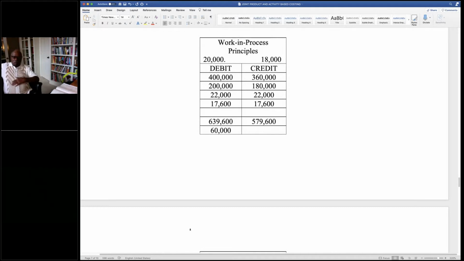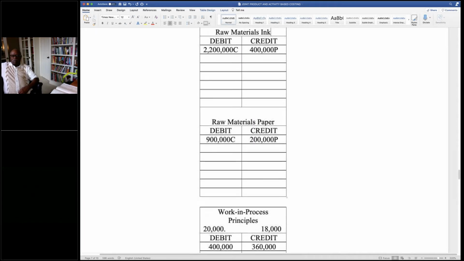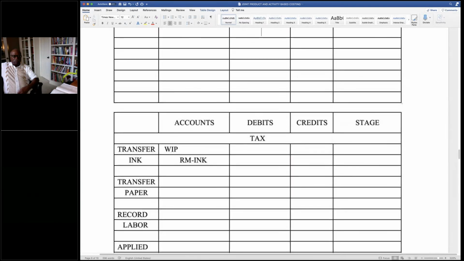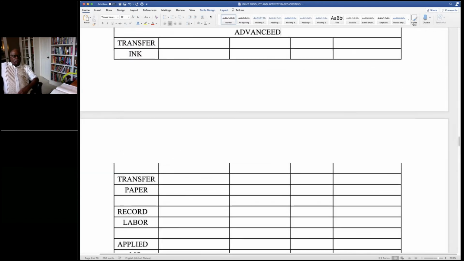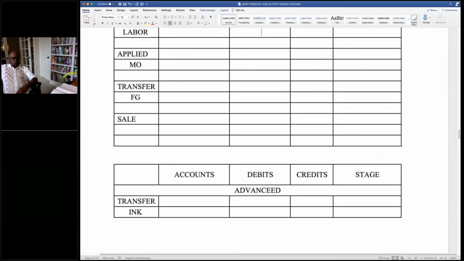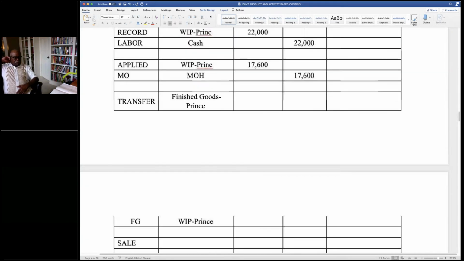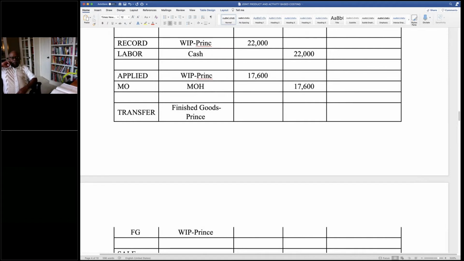Okay, so back to the journal entries for the principals. We stopped at the transfer of the materials to the finished goods. We're going to debit finished goods principals. And if you look at the T-chart, it says the number of $579,600. That matches that.